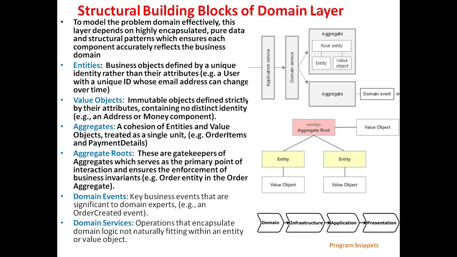Aggregate roots. These are the gatekeepers of aggregates, which serves as the primary point of interaction and ensures the enforcement of business invariants. For example, order entity in the order aggregate. Then domain events. These are the key business events that are significant to domain expert. For example, an order created event. And domain services. These are the operations that encapsulate domain logic not naturally fitting within an entity or value object.